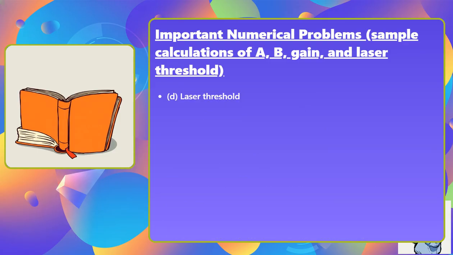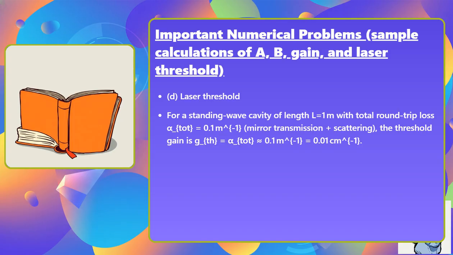Section D, laser threshold. For a standing wave cavity of length L equals 1 meter with total round-trip loss alpha total equals 0.1 per meter, the threshold gain is G_th equals alpha total, approximately 0.1 per meter, equals 0.01 per centimeter. Thus an inversion that provides G greater than or equal to 0.01 per centimeter is sufficient.